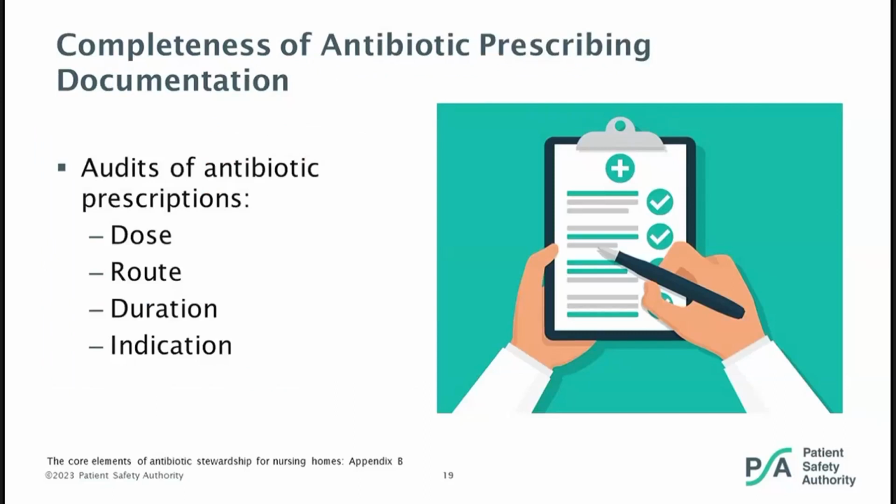Another auditing method is to assess the completeness of antibiotic prescribing documentation. This can be done for both antibiotics ordered in the long-term care facility and also those that are initiated from the transferring facility. When evaluating this documentation, it's important to check for the dose, the route of administration, the duration, which should include the start date, the end date, and the planned days of therapy. And then last, the indication, which should consist of the rationale for prescribing and the treatment site.